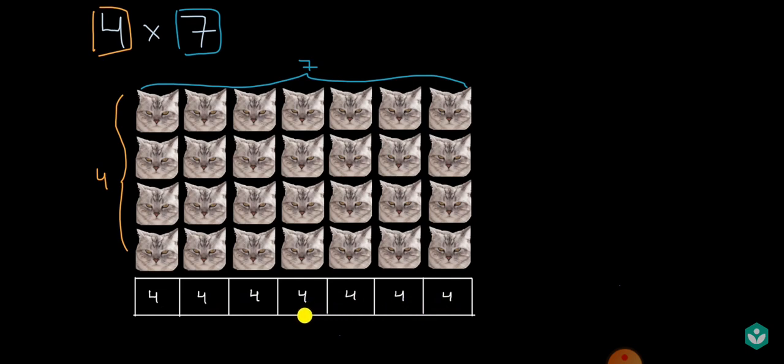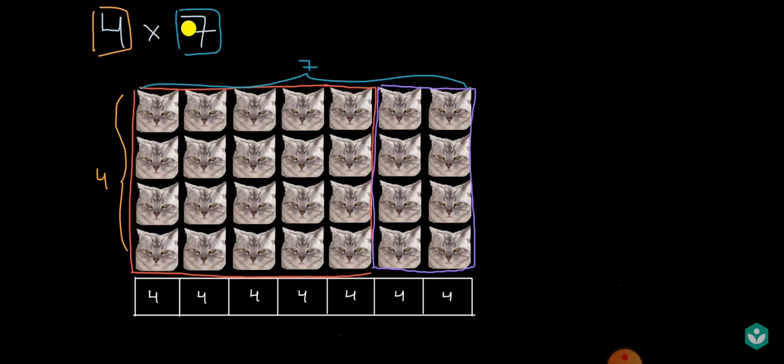But what I promised you is that we would figure out ways to break down things that might simplify things in the future. Well, what if you didn't know what 4 times 7 is, but you knew what 4 times 5 is, and you knew what 4 times 2 is? Well, what's interesting is that 7 is 5 plus 2. So what if we tried to first figure out this many cats? So 4 rows and 5 columns right over there. And then we tried to figure out this many cats, 4 rows and 2 columns. And you can see that it's the exact same number of cats.